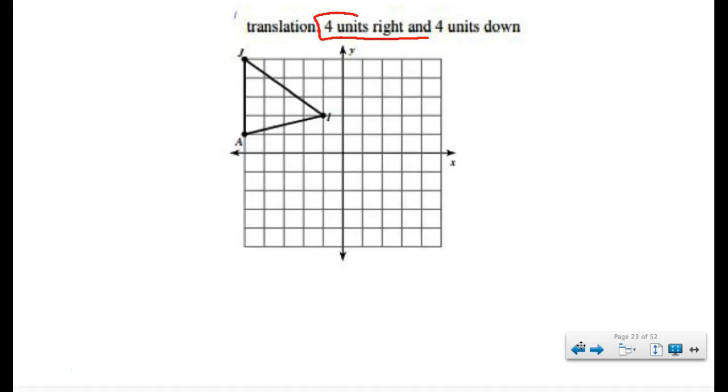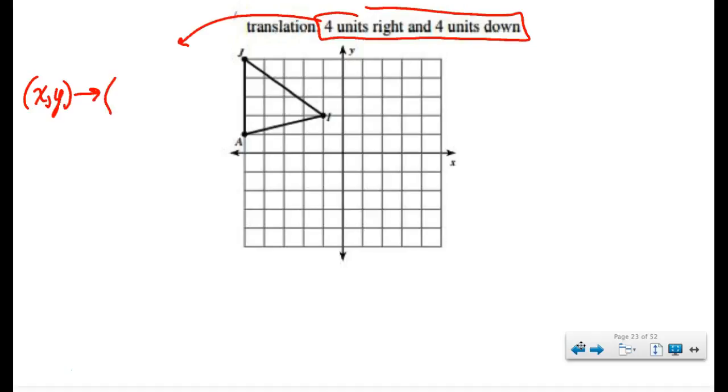First of all, let's write this algebraically over here. I would say I'm going to take every point, and I'm going to map it to a new point. From pre-image to image, it's going to go 4 to the right, which will add 4, and 4 down, which will subtract 4 from the y's. And now I'm just going to go move them that way. Let's start with J. 1, 2, 3, 4 to the right, 1, 2, 3, 4 down, call it J prime, done.